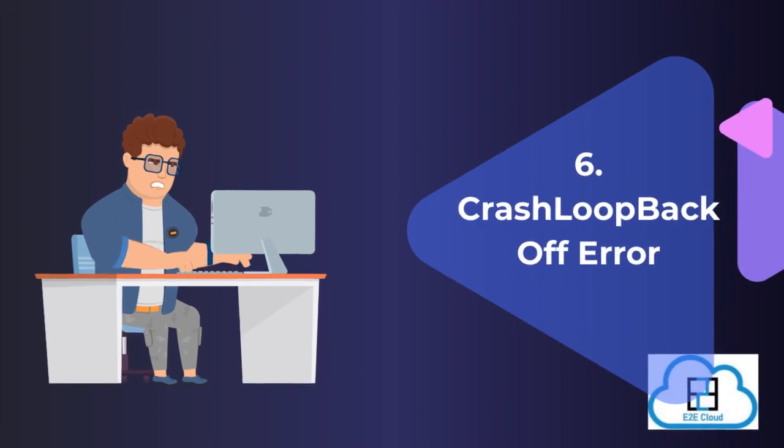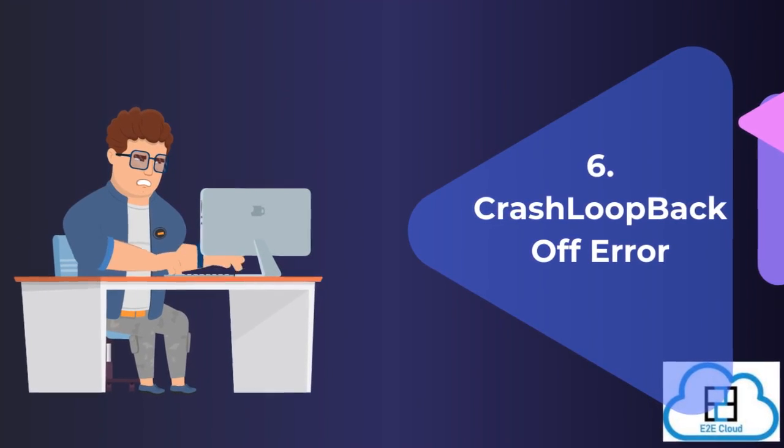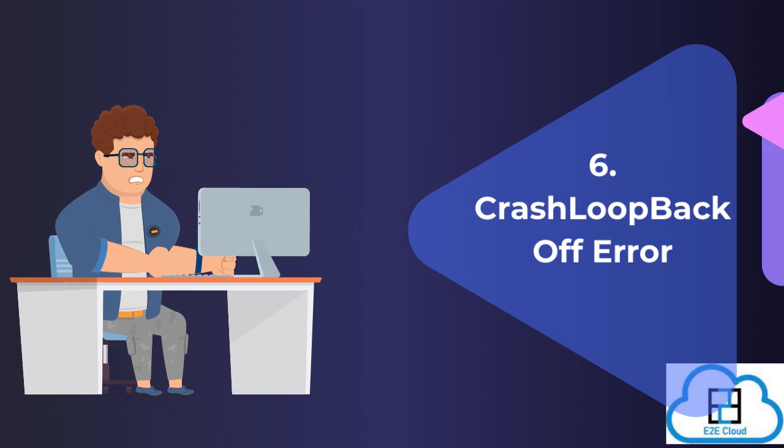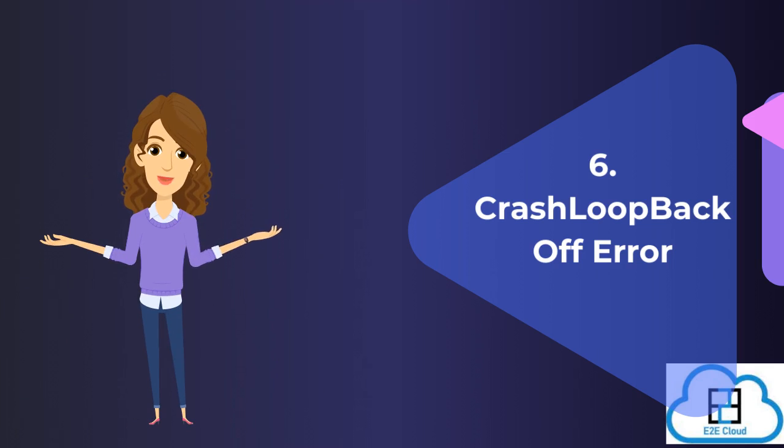Sixth is CrashLoopBackOff error. This means a container in the pod is beginning, crashing, resuming, and crashing again. This could happen either due to a shortage of CPU or memory resources, or when many containers attempt to lock the same file. There can be many reasons for this error. It can be a simple typo in the configuration file, lack of memory, incorrect configuration, etc. You need to check the pod description and pod logs to troubleshoot and fix the root cause.